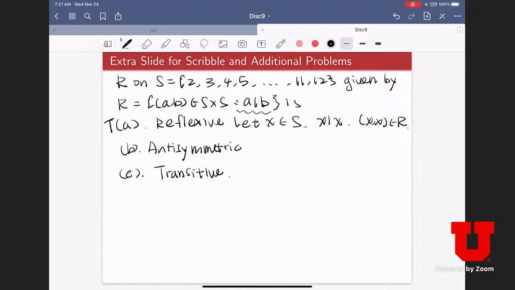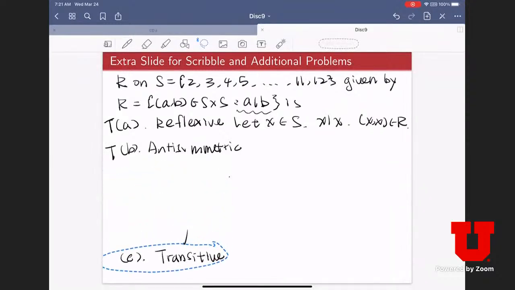And then what about antisymmetric? Antisymmetric means that you cannot have a pair that is symmetric. So if we start with, this one's actually true as well. Let me move this below.